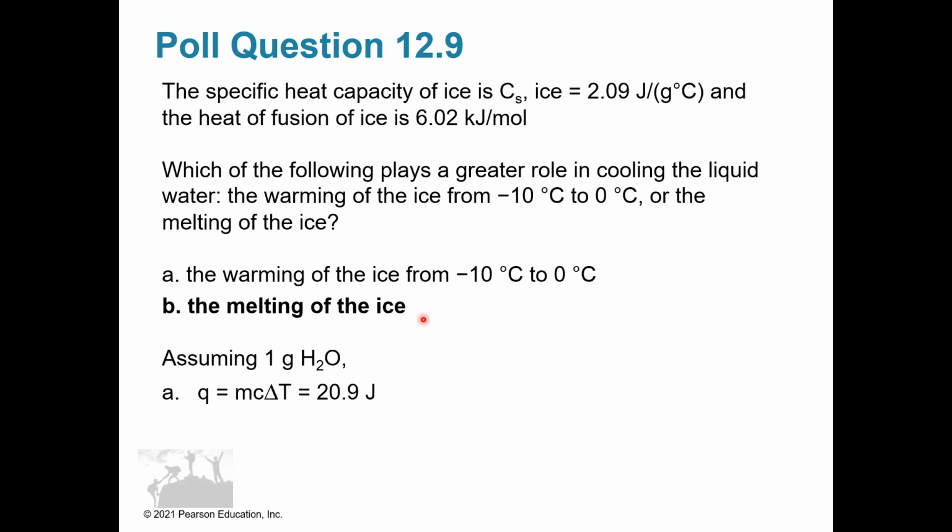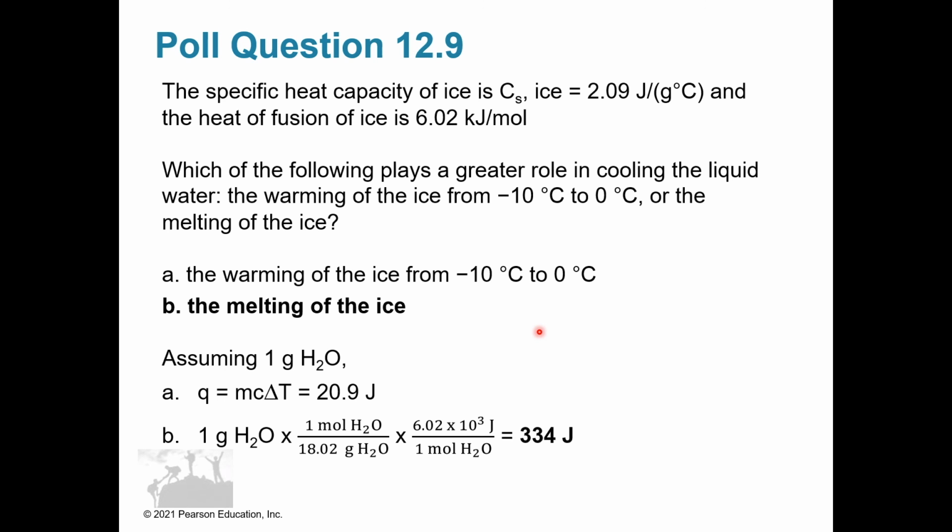Okay? So to figure out the Q for letter A, you're going to be using Q equals mcΔT. So we have a value of 20.9 joules. Now for letter B, you have to figure out how many moles there are in 1 gram of H2O. And then you have to multiply by the heat of fusion. Okay, when you do that, we would have a value of 334 joules. So this is how we get B as our answer.